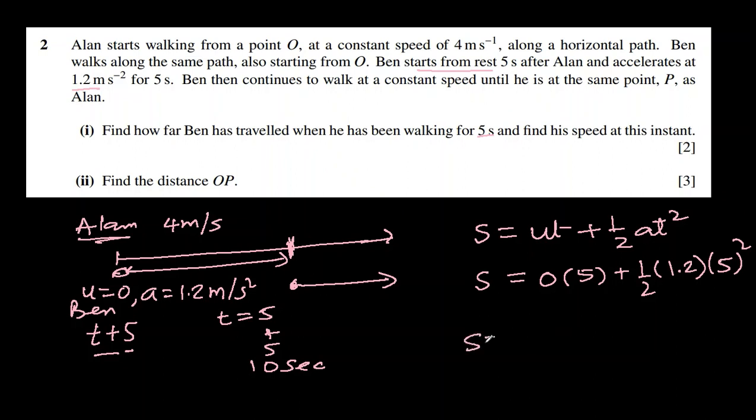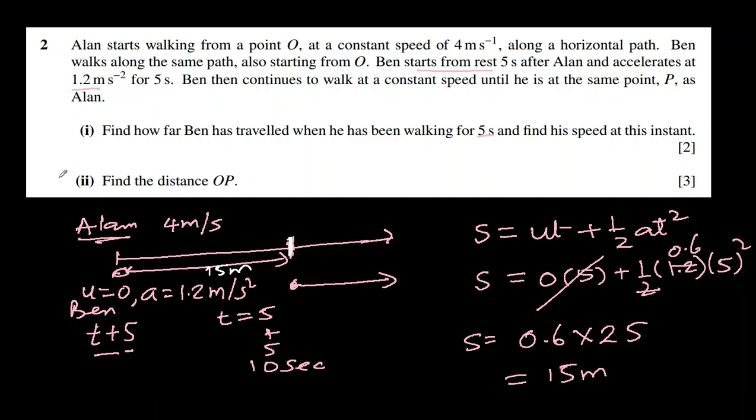So s becomes, this is 0, half of 1.2 is 0.6. So 0.6 times 25, that is 15 meters. So this particular distance is 15 meters till here.